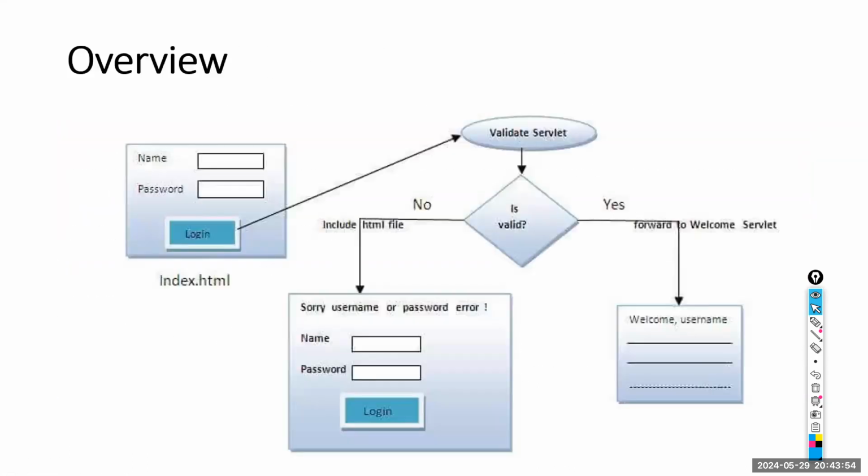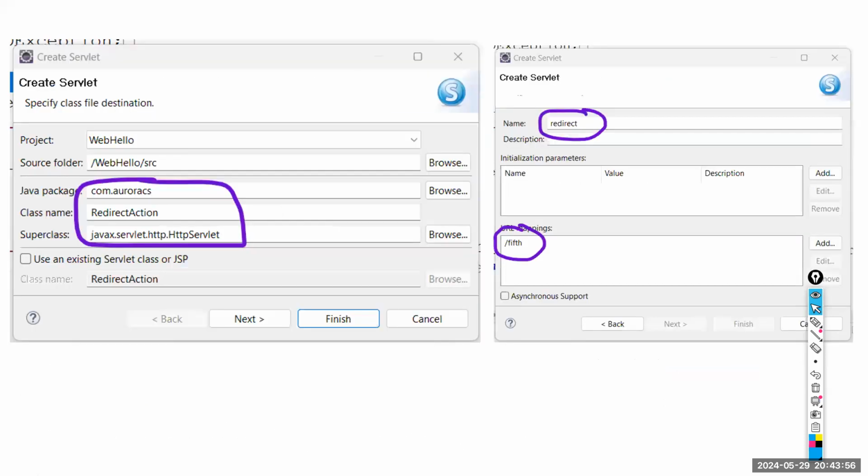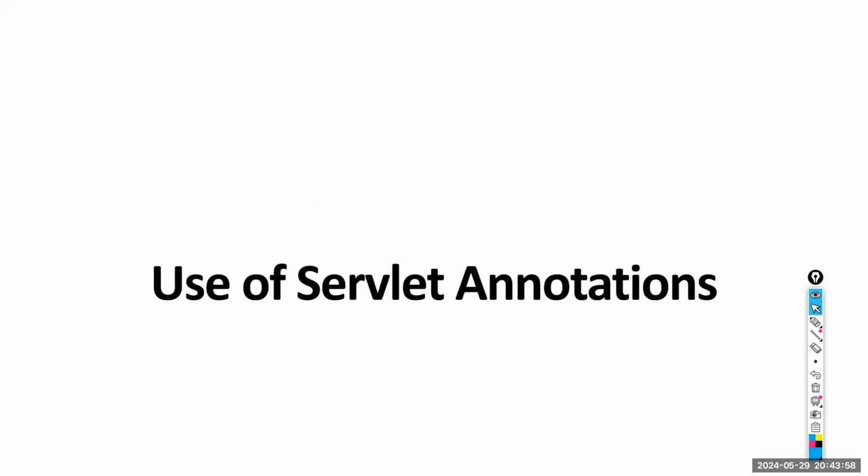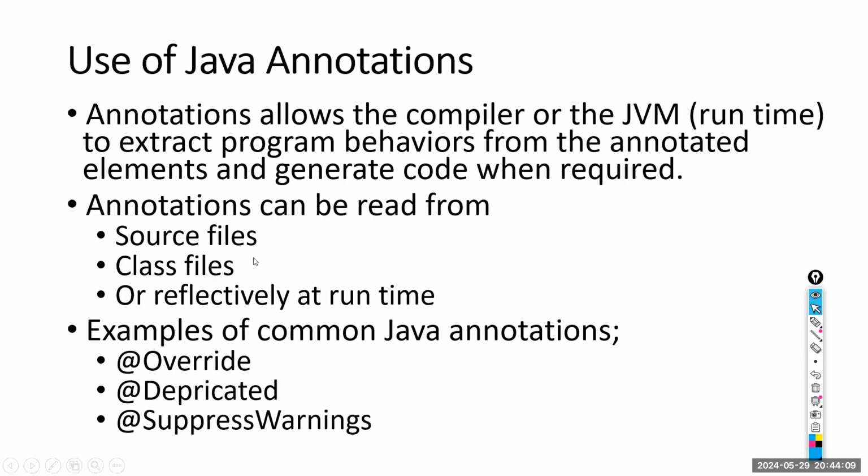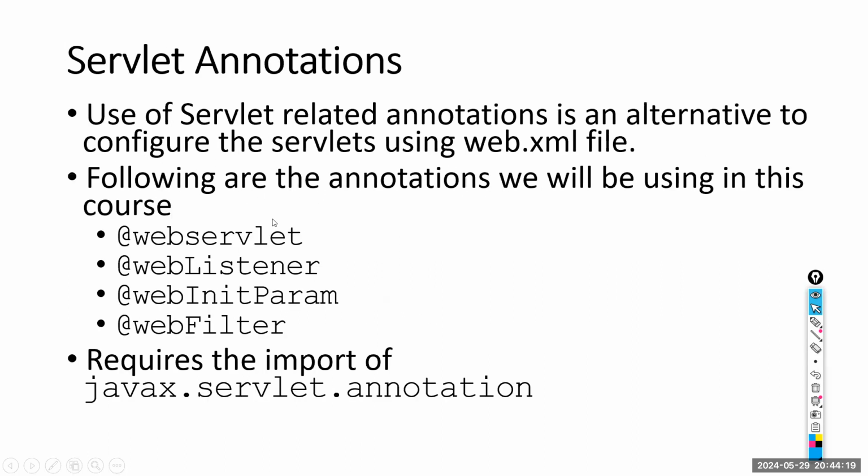Right. So we did this example as well. Annotations we have been already using, right? Mapping path to the servlet. Okay. But these are some general annotations we have learned in semester 1 itself. Okay. Deprecated, override, suppress warnings, but those are not J2EE annotations.